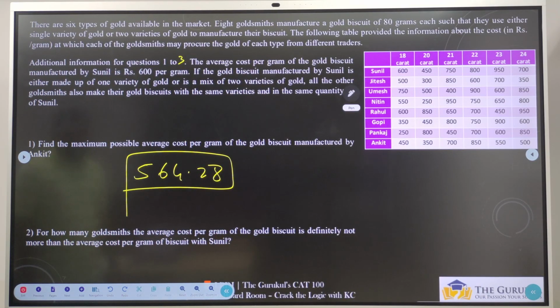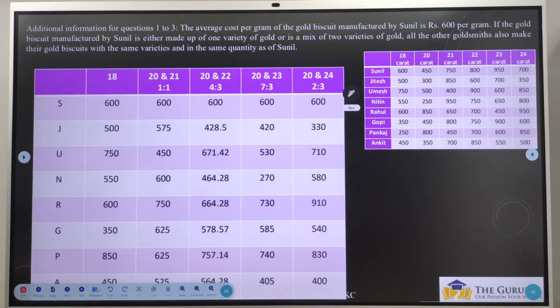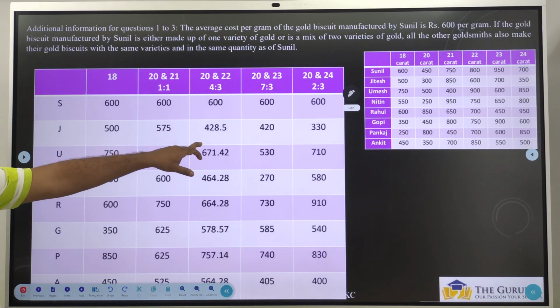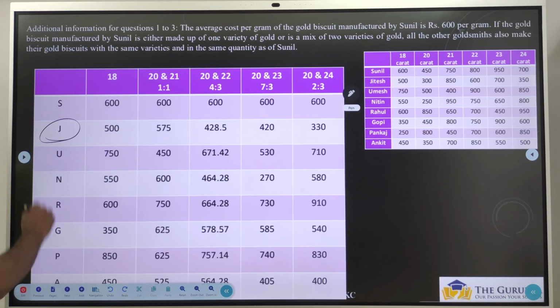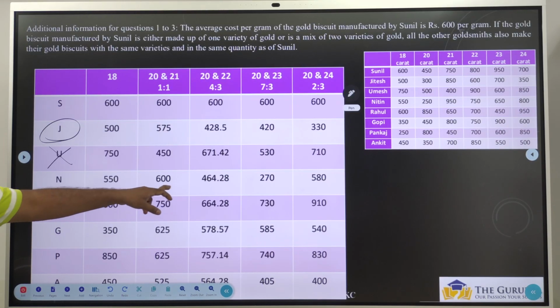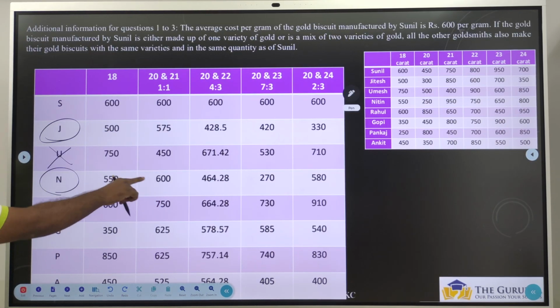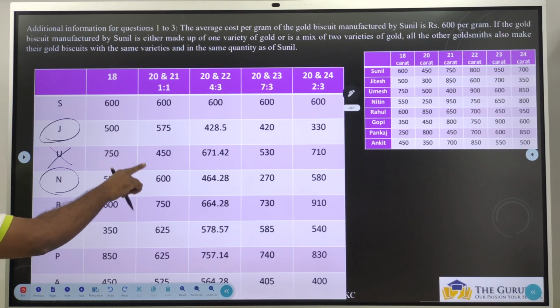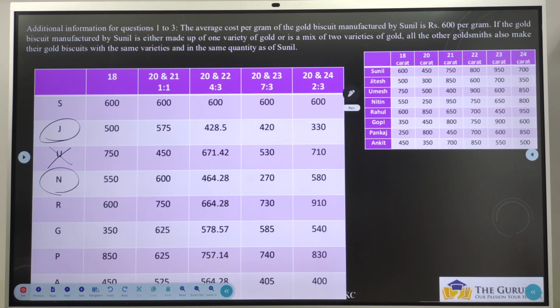Okay. Second one. For how many goldsmiths is the average cost per gram of the gold biscuit definitely not more than the average cost per gram of gold biscuit by Sunil? Definitely less. Sunil is having all 600s. 500, 500, 400, 300. This is definitely less. We got 750, so this is not the answer. 500, 600, this is definitely less. This is equal to 600, but they are talking about more, so this is definitely less.